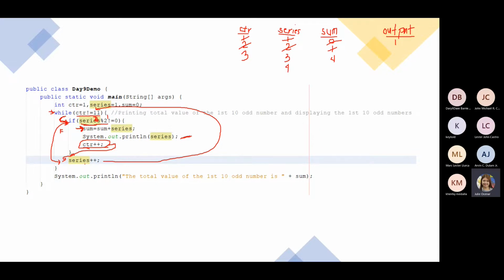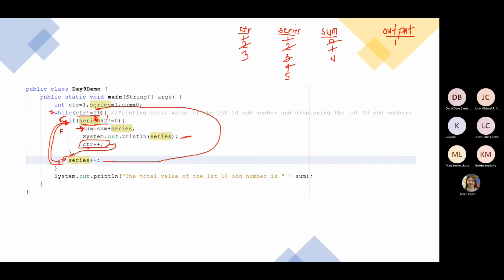Then, 4, si series, pupunta siya dito ngayon sa counter not equal to 11. So, counter is 3. So, still not equal to 11. So, pasok kay if. So, series is equal to 4 this time. 4 modulo 2 is 0. 0 not equal to 0. That is false. Okay? So, sum equals, no. So, since false siya, pupunta siya kay series, magiging 5 si series. Okay, again, wala na yan ha. Okay, 5. Then, go back to counter na naman.